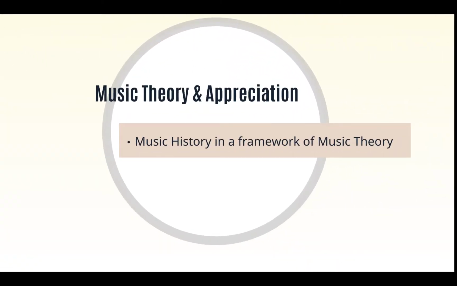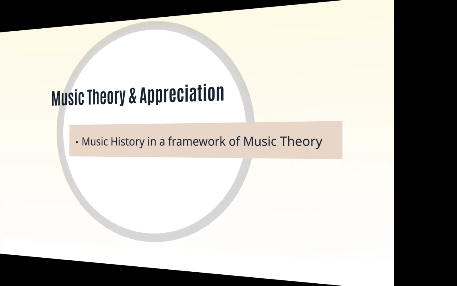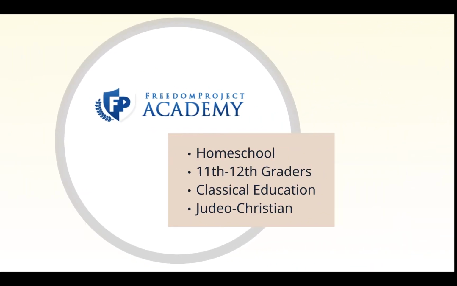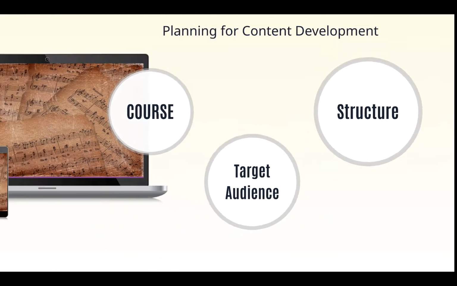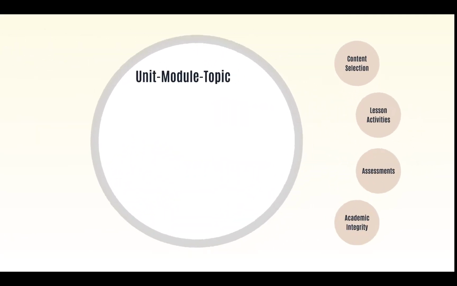The course is Music Theory and Appreciation, so it's basically a music history course set in a framework of music theory. The target audience is Freedom Project Academy, so it's homeschool 11th and 12th graders. This is in a classical education setting with Judeo-Christian values underpinning everything. So let's get to the fun part, the structure of the course.